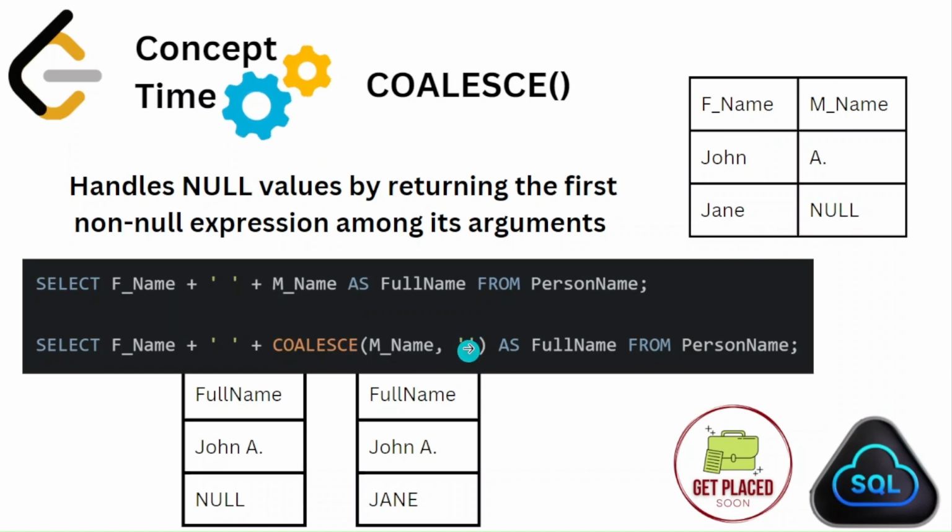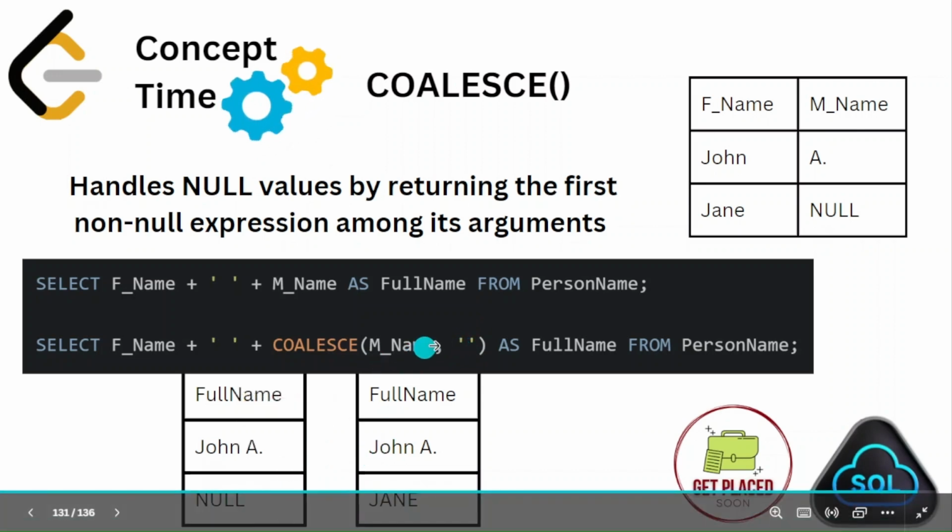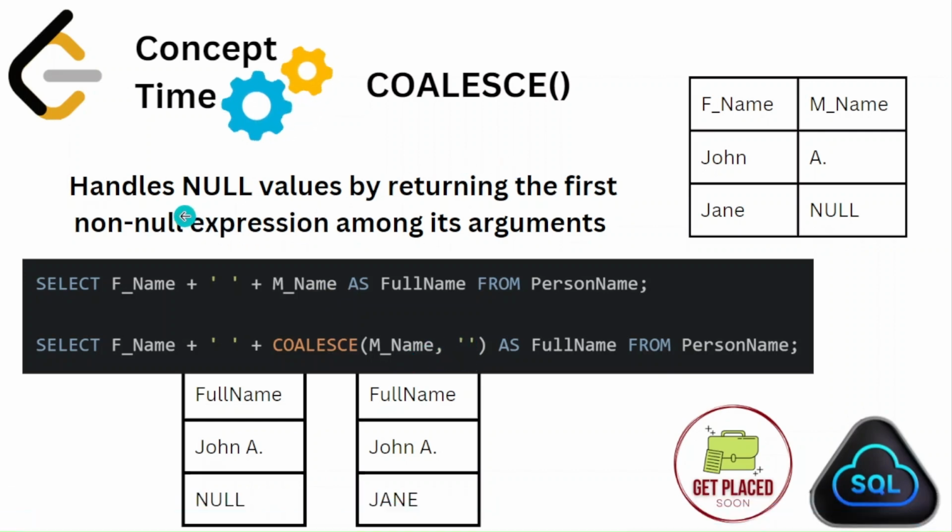So what is the non-null expression here? The space is a non-null expression, so this will be considered. Instead of null, we have Jane and a space. This is better, right? So the coalesce function in SQL handles null values, returning the first non-null expression. Here we are adding a non-null expression, so if null is present, instead of taking the null, it will take this non-null expression.